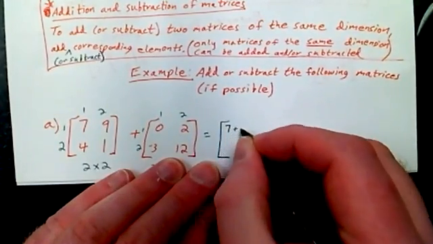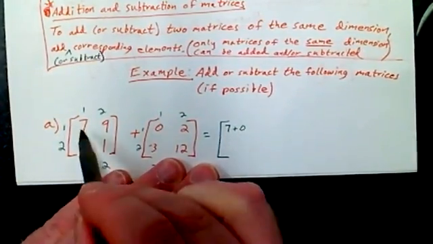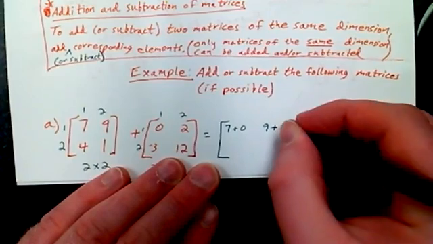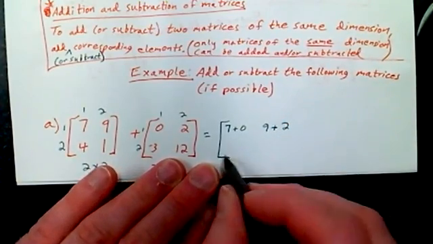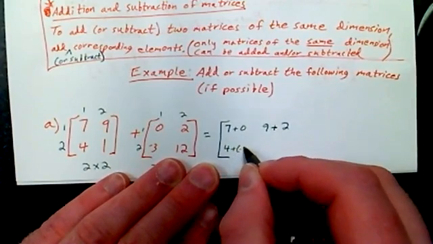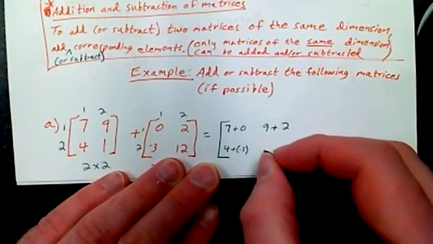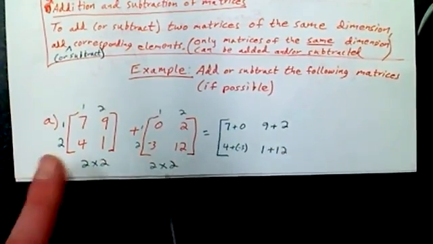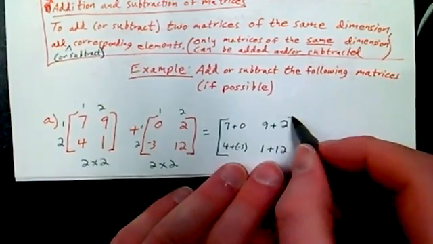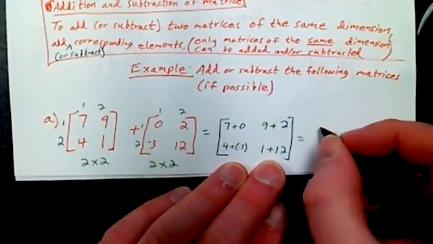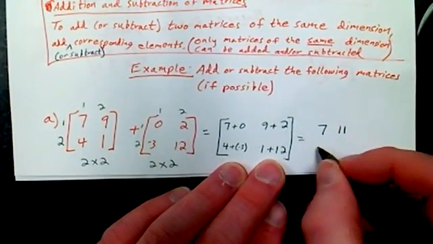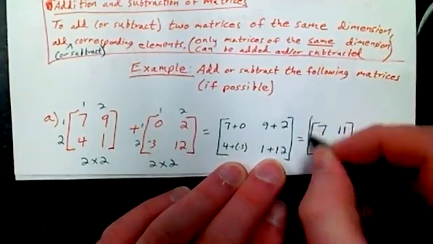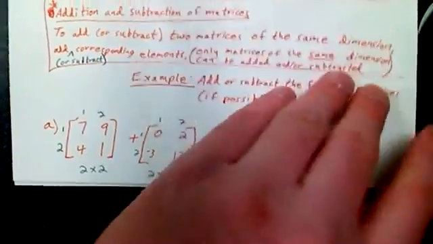So this is literally the first element of our resulting matrix is 7 plus 0, just adding these. The second element is 9 plus 2. Okay. This element here would be 4 plus negative 3. And right here I have a 1 plus 12. Okay, so just the corresponding elements. So it doesn't change the size of the matrix. So I have 7, 11. This is going to be 1, and this is going to be 13. That's us adding those two matrices together.